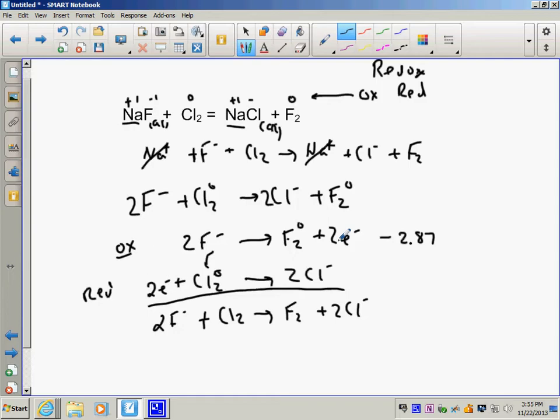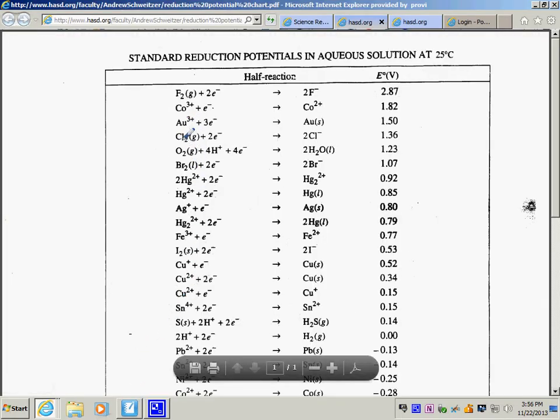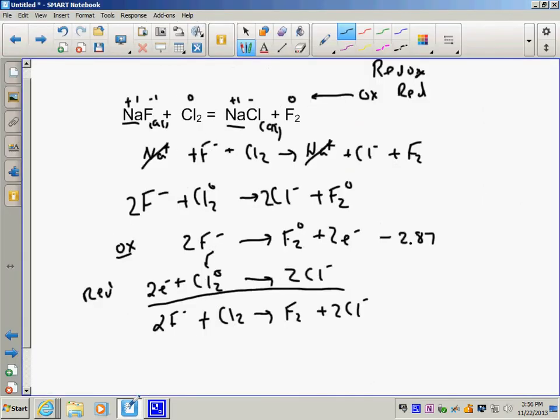All right, let's go find the reduction potential for chlorine. Here you go. And chlorine is a little lower, and it is 1.36. So this will be a positive 1.36. In the end, my value is going to be negative. I can subtract these two values. This would be a 1, this would be a 5, and a 1, so 1.51 volts negative. This means it is not going to run.